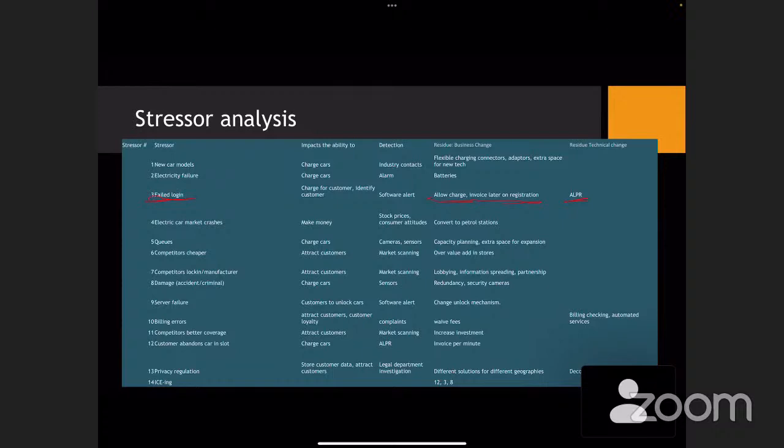The next stressor that's important is stressor number 8, and that is damage to our chargers. Someone's going to drive into them. Someone's definitely going to drive into them. We have cars moving at slow speed. People are confused. They're looking around. They're going to hit them. Or we can have criminal damage, graffiti, that kind of thing.